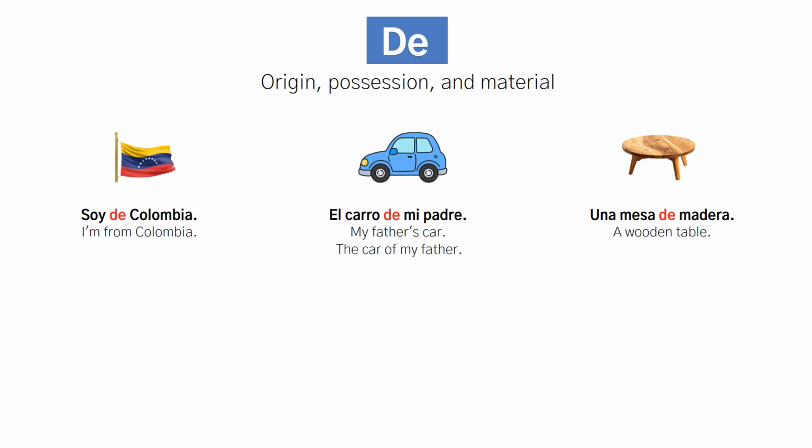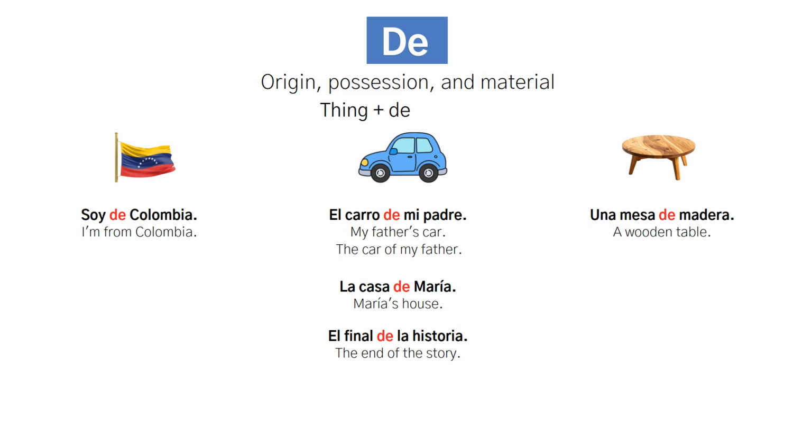This pattern applies universally. La casa de María, Maria's house. El final de la historia, the end of the story. The thing possessed comes first, then de, then the possessor. De also shows up in countless fixed expressions.